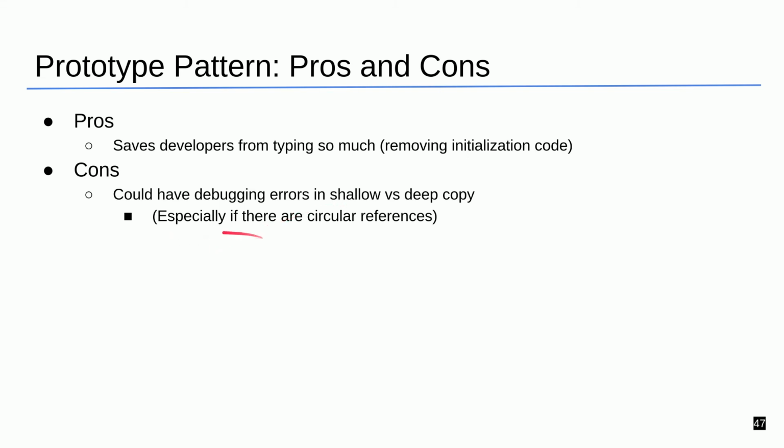If there are circular references, depending on how you're doing the deep copy, or if you have multiple copy constructors that need to be invoked because you have an object that's nested in many layers of inheritance, that could potentially be a problem. But just some things to think about with the prototype pattern.